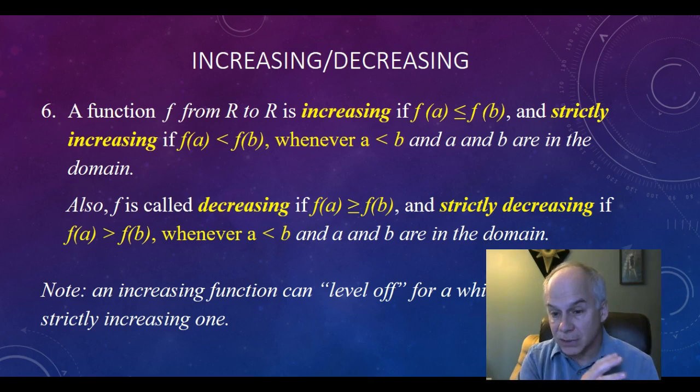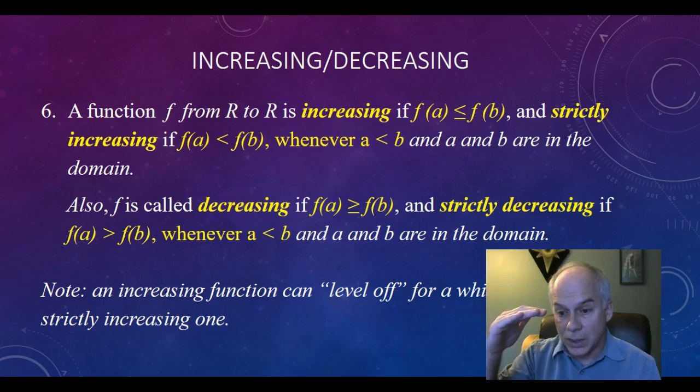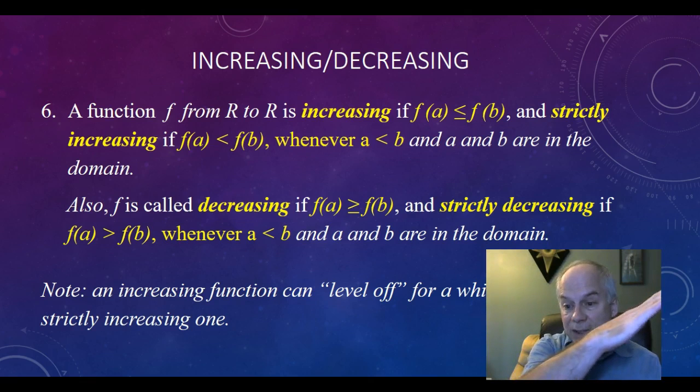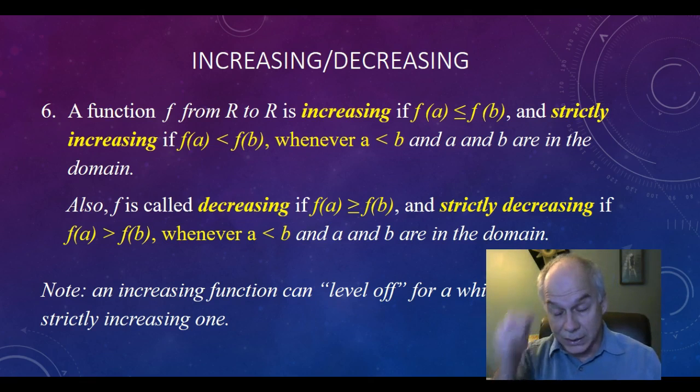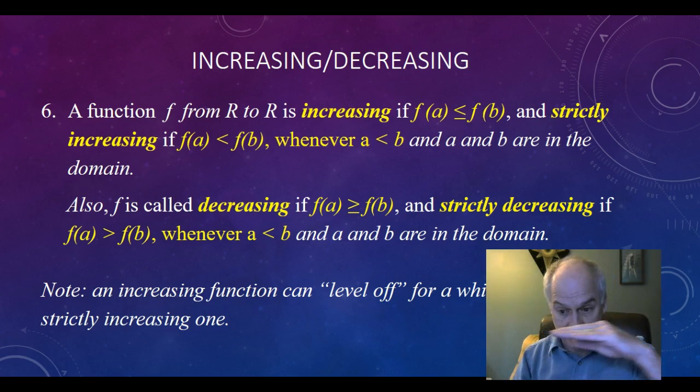Now, strictly increasing means that it will not just be less than or equal to, but always less than. So in other words, that function always has to be increasing and can never even be level. Strictly increasing means you can't have a level spot. You have to always be increasing.